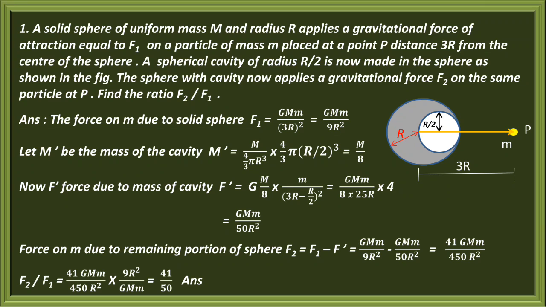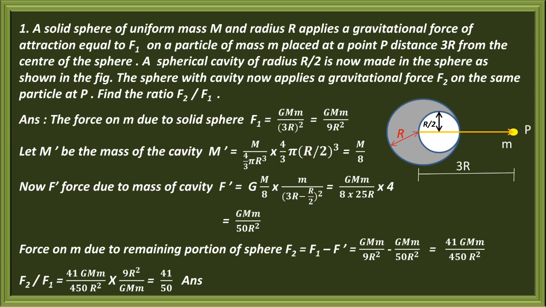So first of all, we will find the force F1, which is given by GMm by 3R square, and it finally becomes GMm by 9R square. Here you can see the distance is 3R between the center of the solid sphere and the mass at point P. So let us suppose that M dash be the mass of the cavity, and M dash can be calculated in this way. You can see here the mass of the cavity M dash is M by 8.